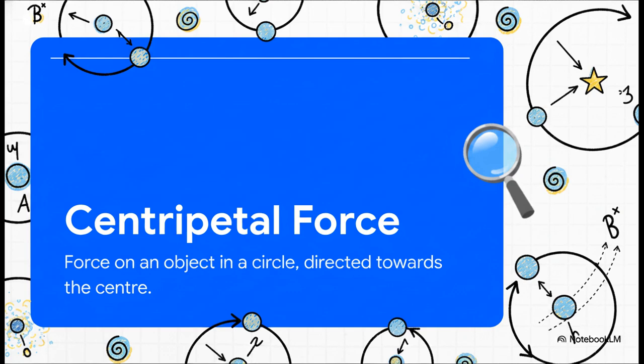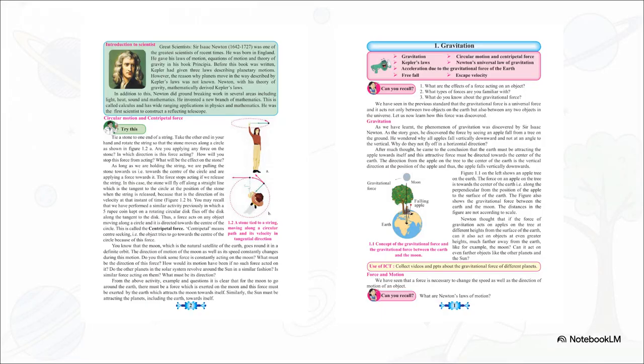There's a specific scientific term for this exact pull. Whenever a force acts on an object moving in a circle, directing it towards the center, we call it centripetal force. The word literally means center-seeking. It's this continuous center-seeking tug that stops the stone from just flying away. Now, let's connect the dots. Just like your hand pulls the string to keep the stone circling, the Earth exerts an invisible pull on the moon. For the moon to stay in its orbit, something has to be pulling it inward constantly. That something is the Earth's gravity. Gravity is the centripetal force for the moon.